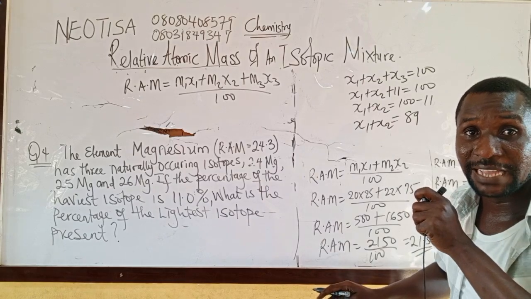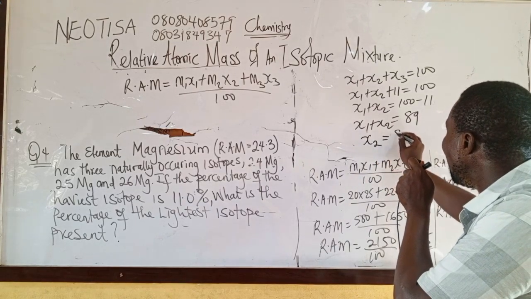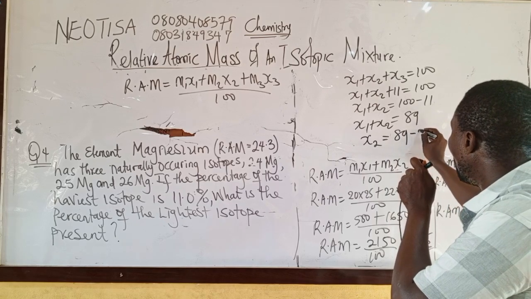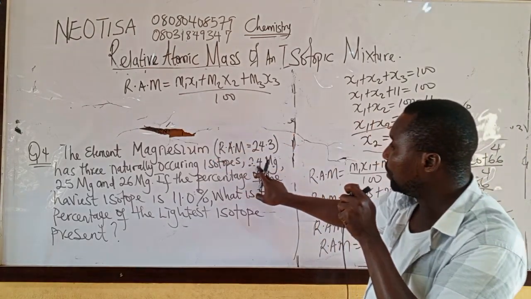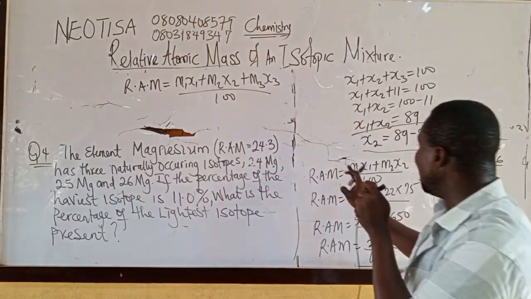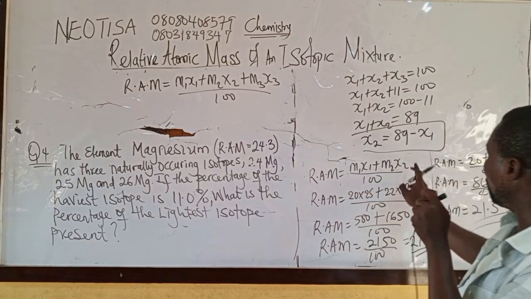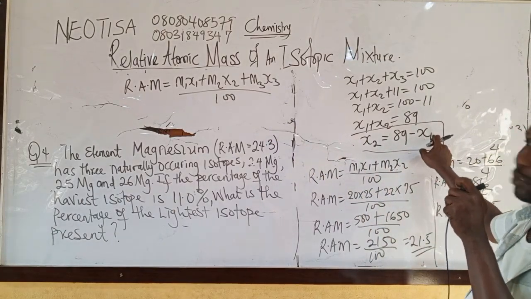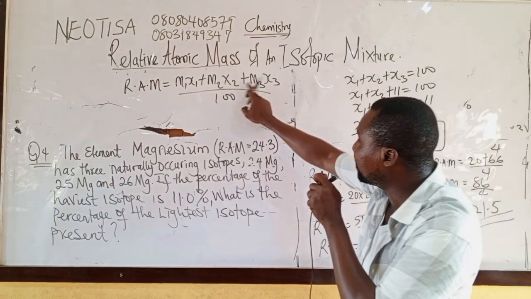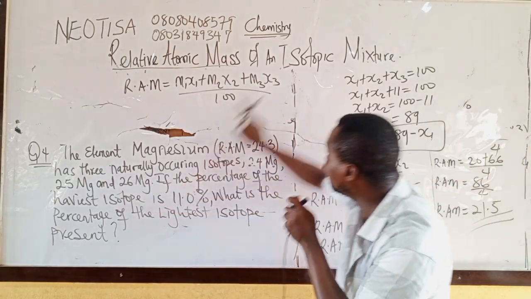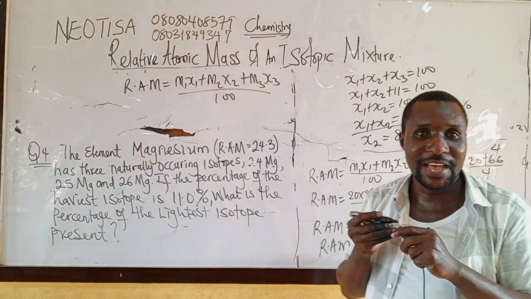They say find the relative abundance of the lightest one. Therefore, make x2 the subject of the formula: x2 equals 89 minus x1. Now come back to this formula: M1, 24, times x1, plus M2, 25, times x2, which is 89 minus x1, plus M3, 26, times x3, which is 11, over 100. Then you get your answer.